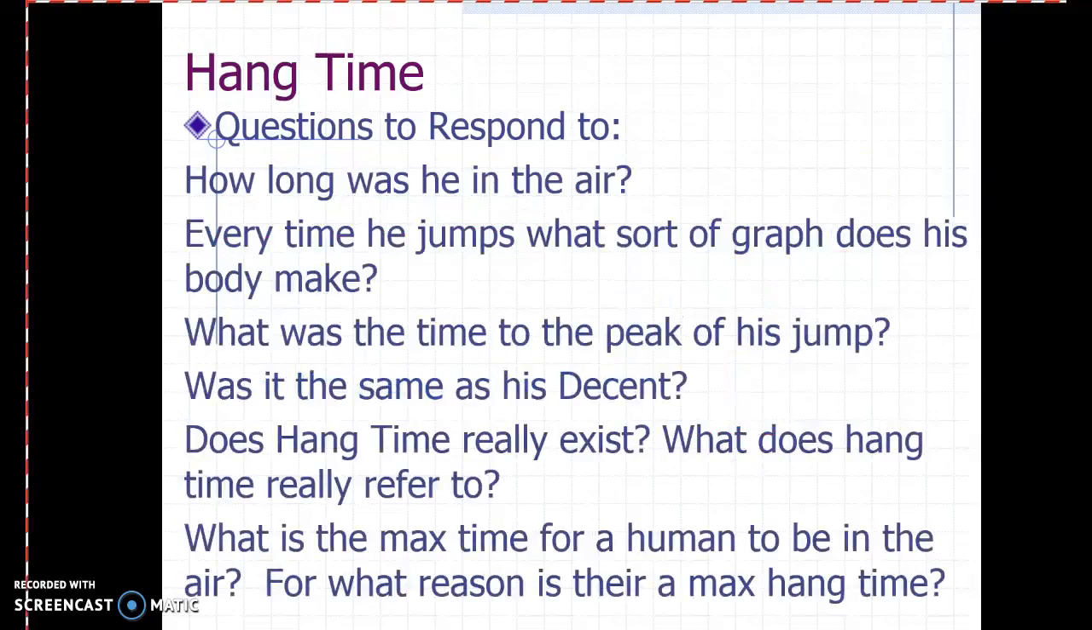Keep that in mind. Okay, respond to these questions. They should be in your notes based off of what you watched. How long was this dude who we watched the video about in the air? Every time he jumps, what sort of graph does his body make? What was the time to the peak of his jump? Was the time to the peak the same as it was to his descent? Does hang time really exist? If not, or if so, what is it referring to specifically? Be specific. What is the max amount of time for a human to be in the air when they've jumped?